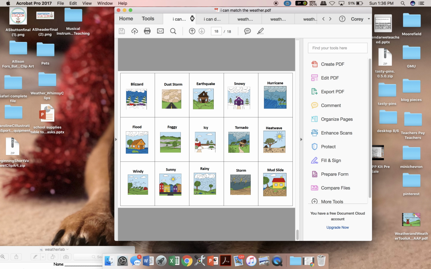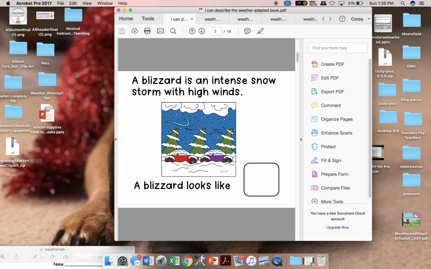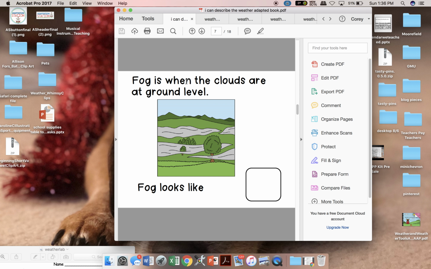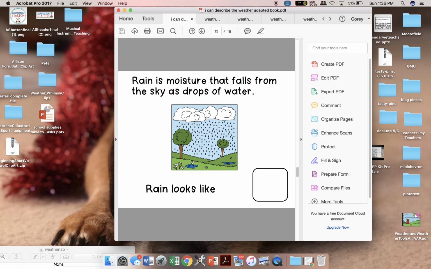If your students need a little bit more of a challenge, they can use the book to describe the weather. So it provides a definition of what these different types of weather are. And then they're still going to match those pictures. It just allows you to get a little bit more in depth into these concepts.